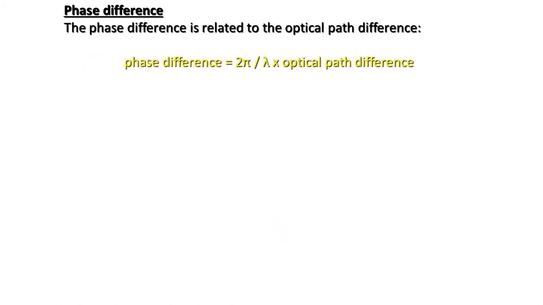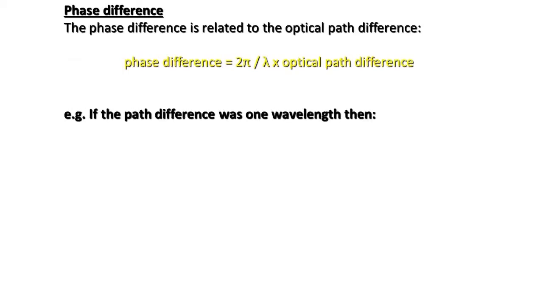Hope the concept is clear for you. And this is something you already know. If there is a path difference of lambda, there will be a corresponding phase difference of 2 pi. If there is a path difference of lambda by 2, there will be a phase difference of pi.